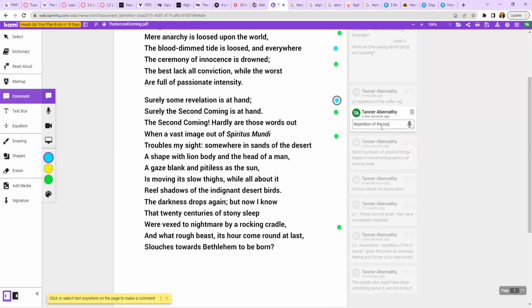Repetition off the top. The second coming, hardly are those words out when a vast image out of spiritus mundi troubles my sight. Somewhere in the sands of the desert, a shape with lion body and head of a man, a gaze blank and pitiless as the sun.